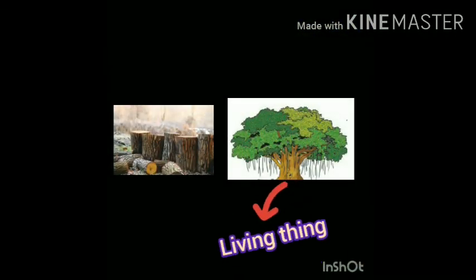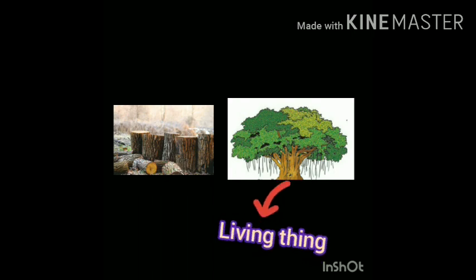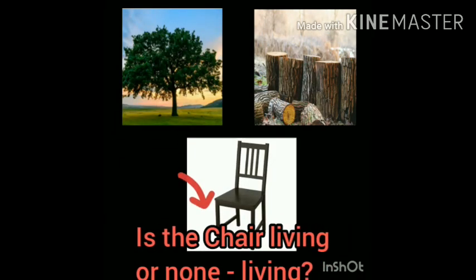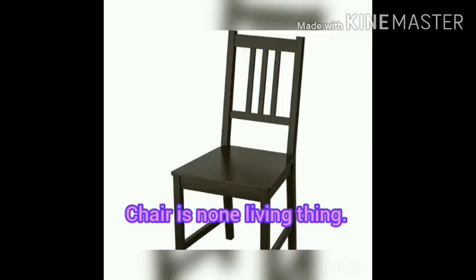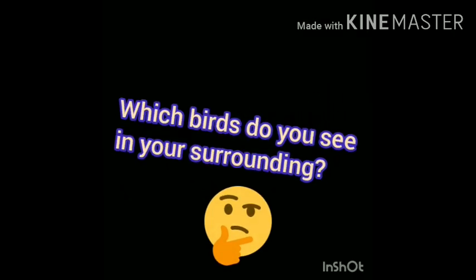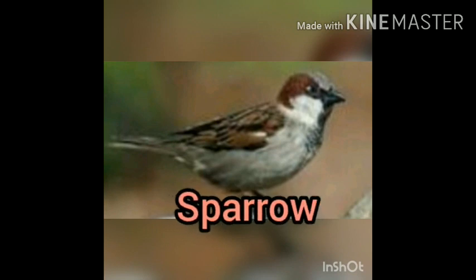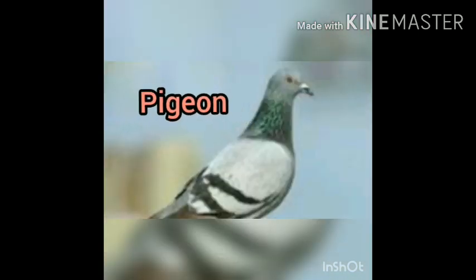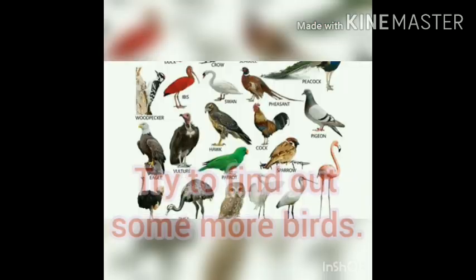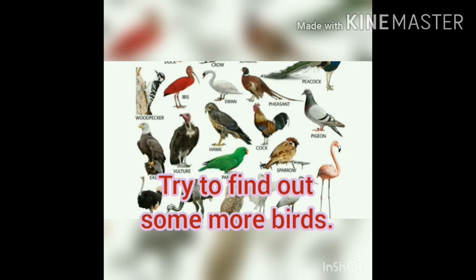Wood comes from trees, which are living things. A chair is made from wood. Now, is the chair living or non-living? It can't grow or move on its own, so it is non-living. Which birds do you see in your surroundings? Sparrow, crow, peacock, pigeon, parrot. So many birds. Try to find out some more birds, okay?